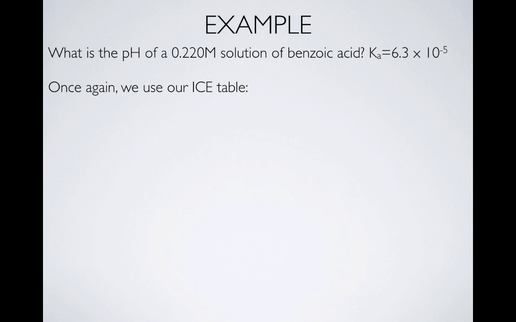So let's just take a look at an example here. We have a 0.220 molar solution of benzoic acid, and we want to know what the pH is of that solution. Benzoic acid is a weak acid. It has a Ka of 6.3 times 10 to the minus 5. So we're going to start off using an ice table. So we've got our reaction here. Given the formula for benzoic acid, we put that into water.